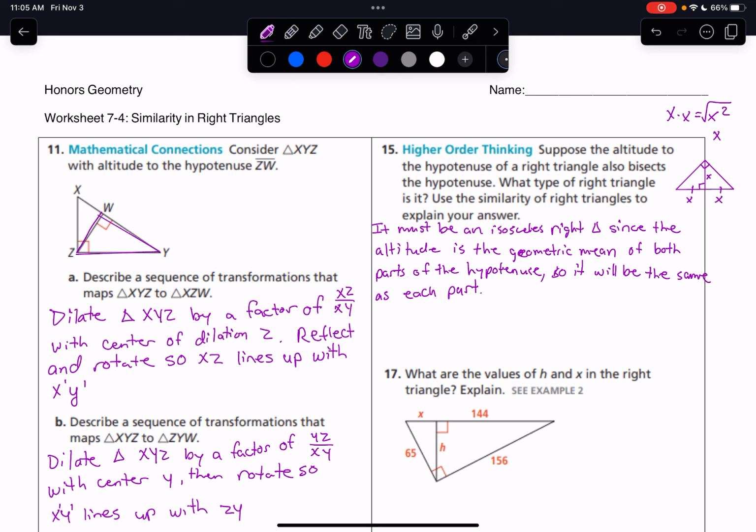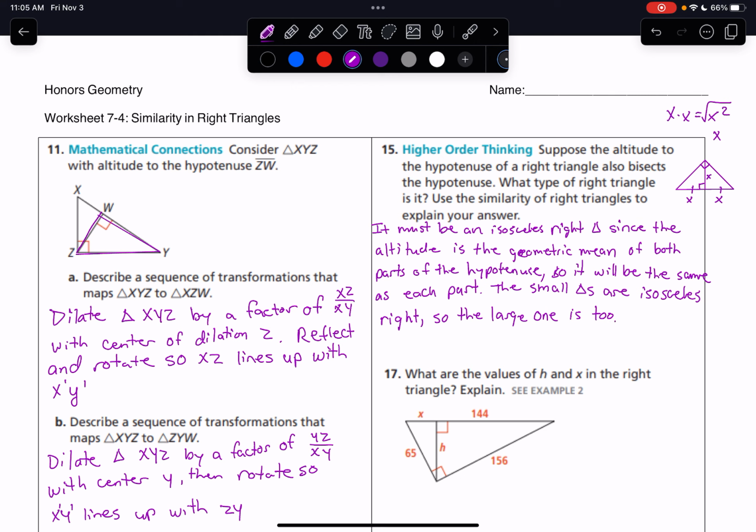So that means that the small triangles must be isosceles triangles if they have side lengths of x and have a right angle. So then we can say the small triangles are isosceles right. So the large one is too. So we've just shown that the main triangle, the original triangle, is an isosceles right triangle.